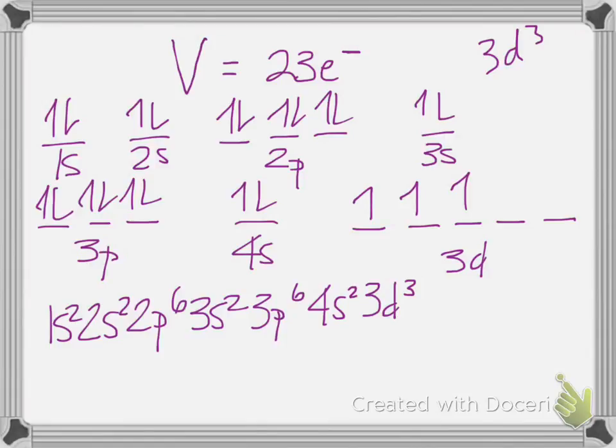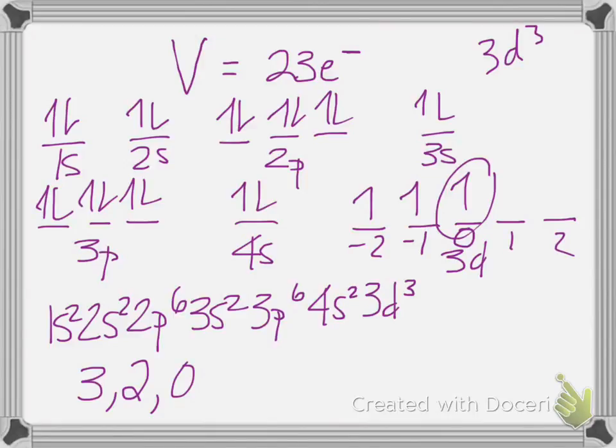Okay, now let's do the quantum numbers for the last electron. What energy level am I? 3. For the sublevel, what did we say signifies a d? 2. Then -2, -1, 0, 1, 2. So that's 0. And then we're spinning up, so 1/2.